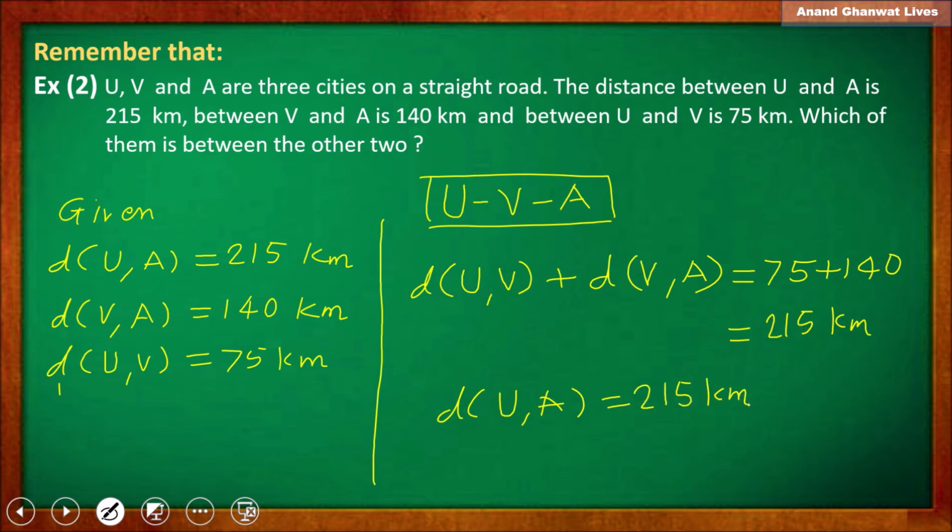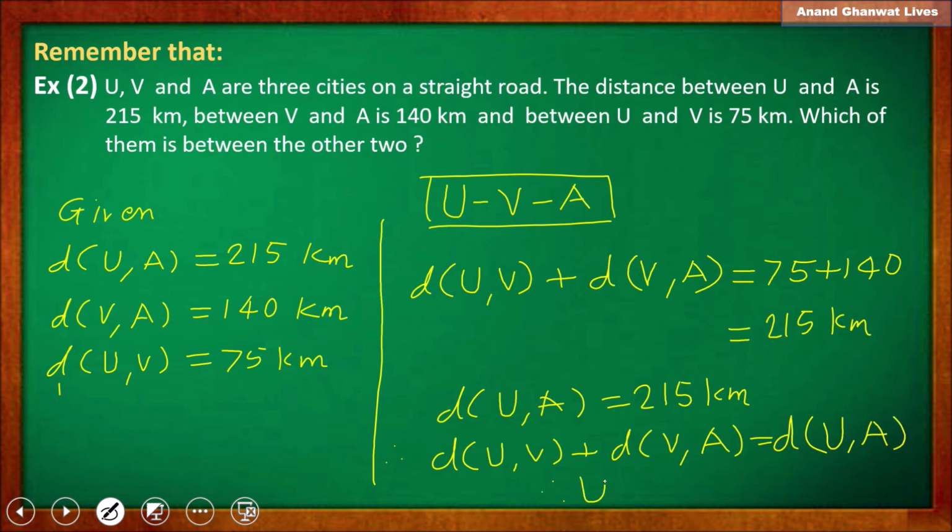Now what is the meaning of the given two sentences? From that, the distance between points U and V plus the distance between points V and A is equal to the distance between points U and A. This means U and A are extreme points, and therefore in U-V-A, point V lies between points U and A. But it is all about the cities. Therefore you can say that city V lies between city U and city A.